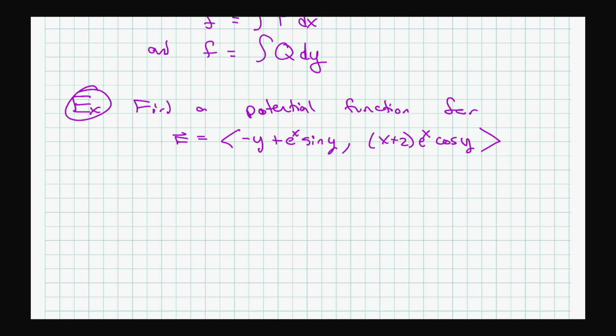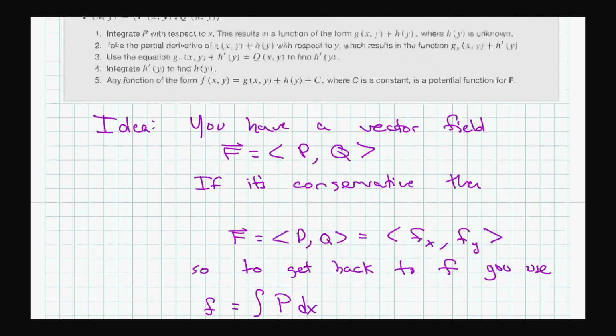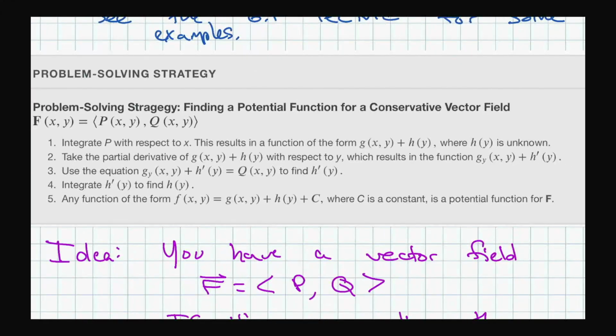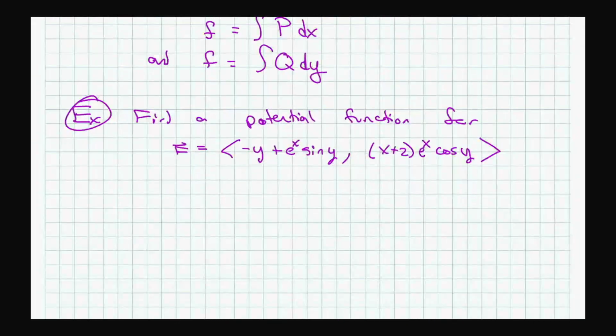The method that I used was not quite the same as the one that's listed here, because the one that's listed here is a little bit rambling to me. You start out with p, you integrate p, you get this thing. Then they say you take the derivative of it with respect to y, and whatever you get should match the q. But then they're saying you figure out what that h prime is, and you integrate it to get h, and then you put it all together. That just feels weird to me. It's fine. I just don't like it.